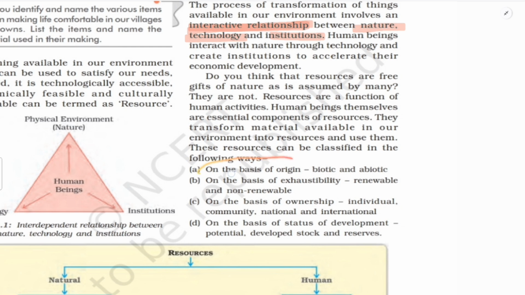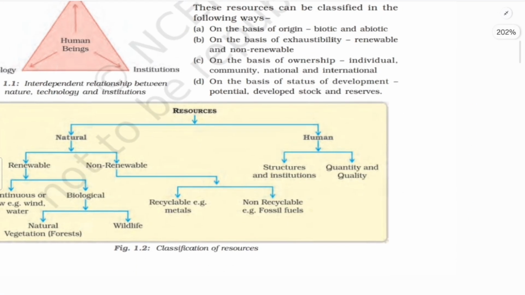Now on the basis of origin, resources are classified as biotic and abiotic. On the basis of exhaustibility, renewable and non-renewable. On the basis of ownership, meaning that resource belongs to whom? Is it individual? Is it community? Is it national? Is it international? On the basis of status of development, it may be potential, developed, stock and reserve.